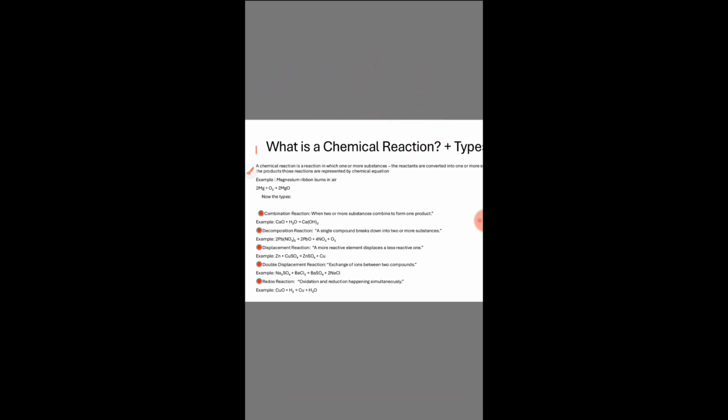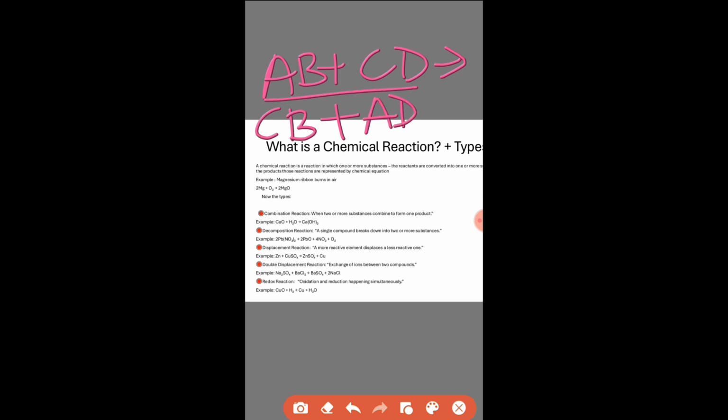Now the double displacement reaction: it is just the exchange of ions between 2 compounds. We have the example: sodium sulfate plus barium chloride gives barium sulfate plus sodium chloride. The formula form is AB plus CD gives CB plus AD. AB plus CD is sodium sulfate plus barium chloride, and the products are barium sulfate plus sodium chloride. This example is very important.